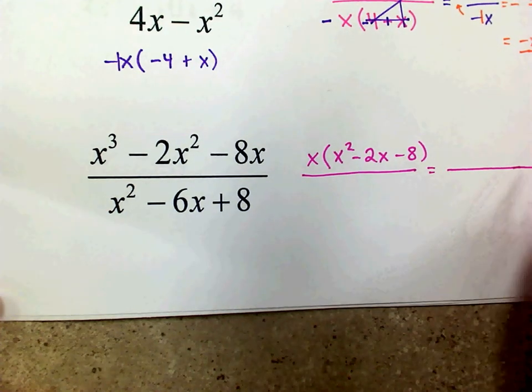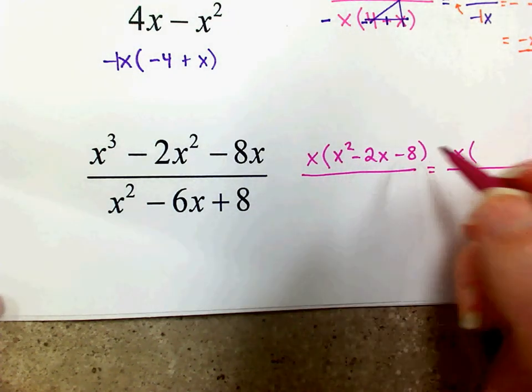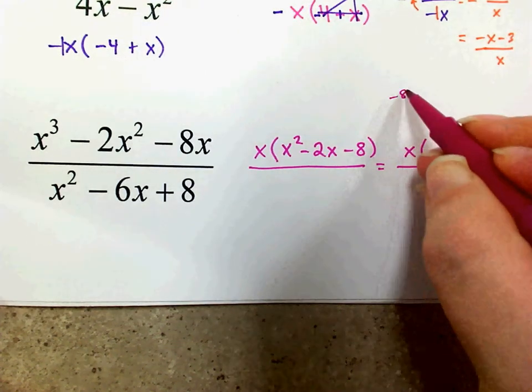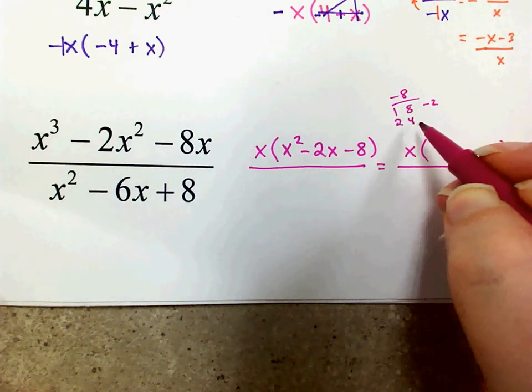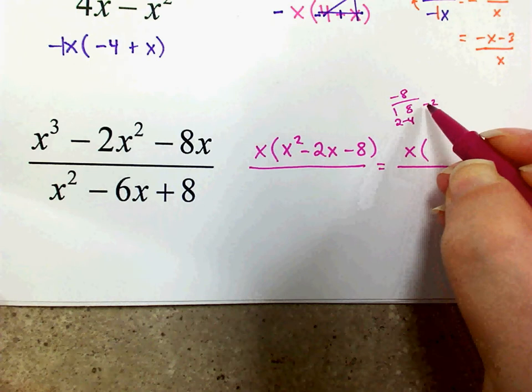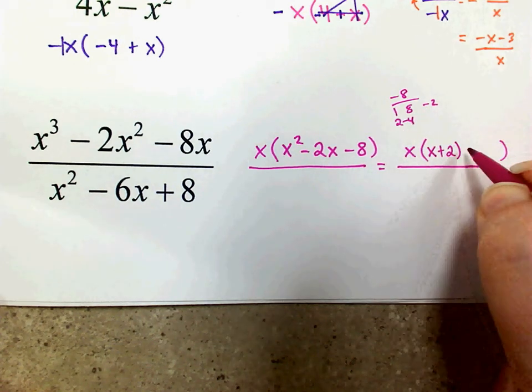X, and then now this is the quadratic form, quadratic, linear, constant, which means I can factor the factors of negative 8 that add up to negative 2. 1 and 8, 2 and 4. 2 and 4, if I have minus 4, then I get a negative 2 when I add them. So I've got x plus 2 and x minus 4.